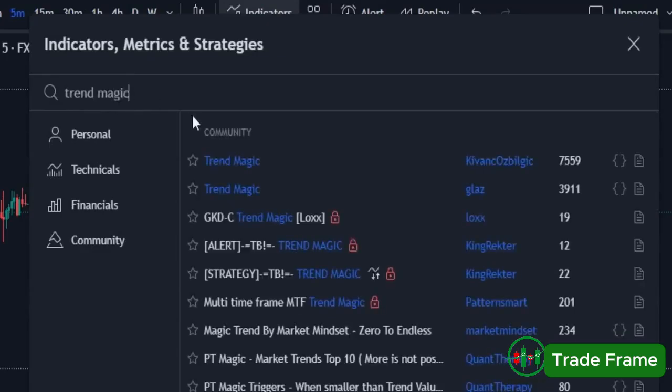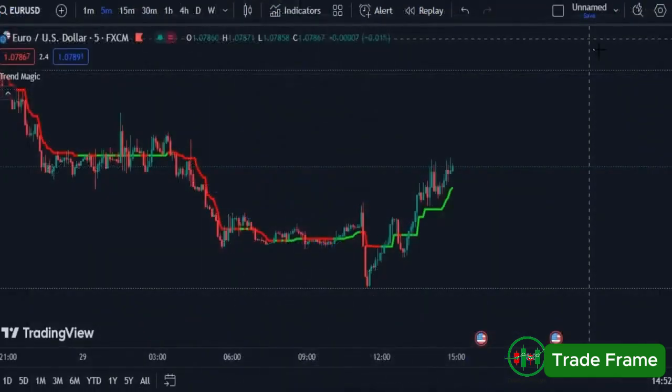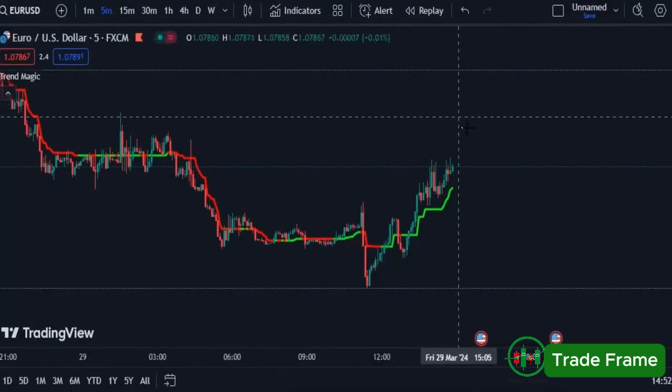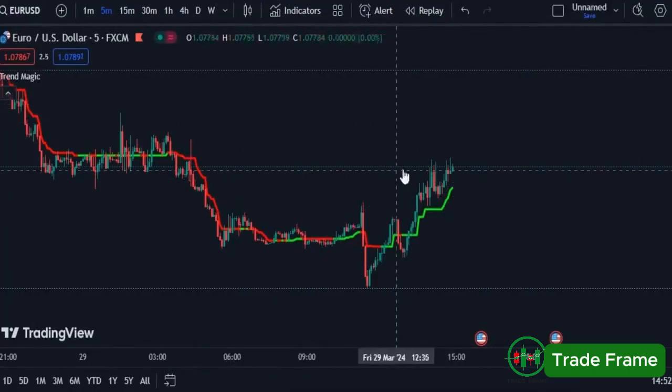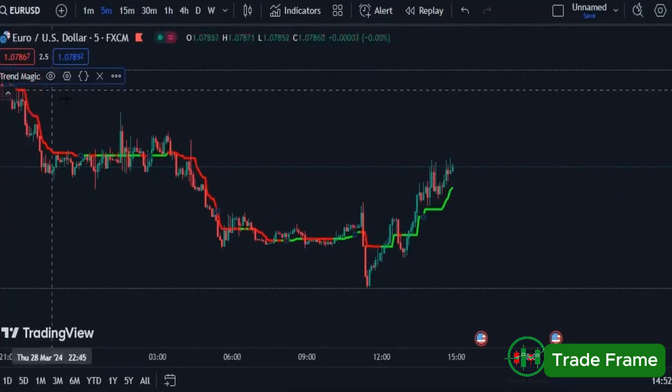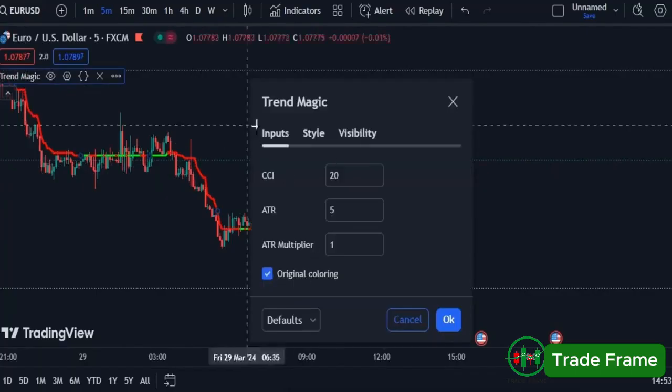See friends, we need this second indicator, and we click on it to apply it to our chart. Trend Magic is a well-known indicator that many traders use to confirm their trade entries and exits. When we enter the indicator settings, in the Input tab, we see that it is based on CCI and ATR, and there is another option here called Original Coloring.